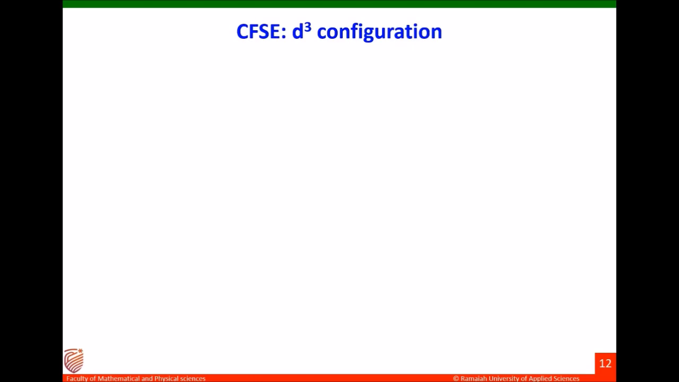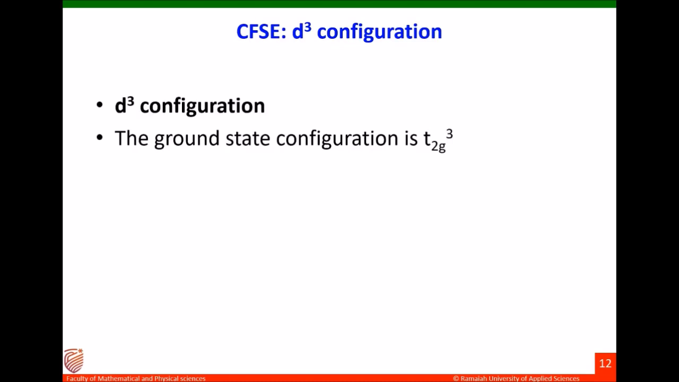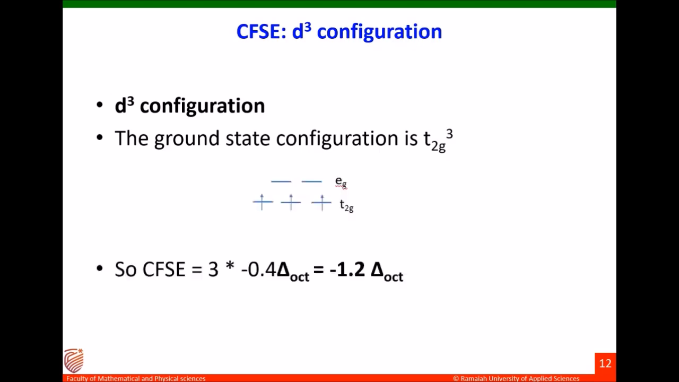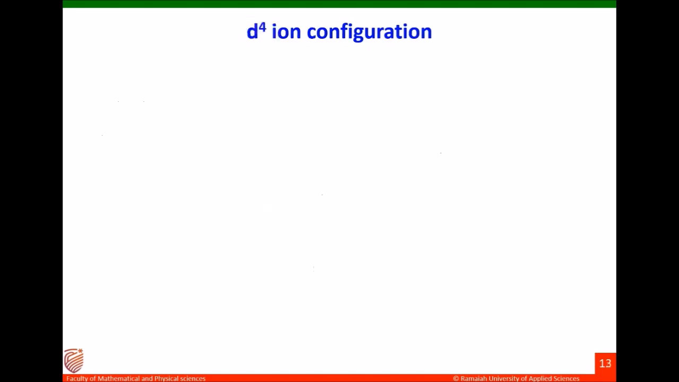Now consider d3 configuration. In d3 configuration, at ground state, the electronic configuration will be T2g3. So the crystal field stabilization energy we can calculate: 3 into minus 0.4 delta octahedral, equal to minus 1.2 delta octahedral. Now consider d4 configuration.